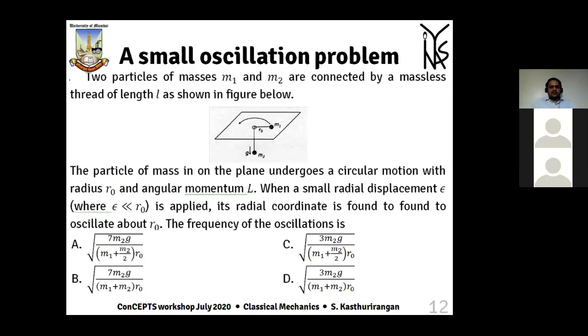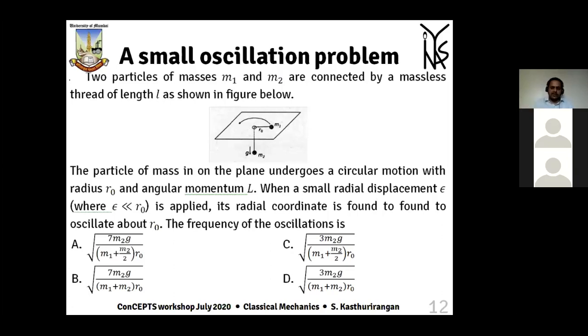Two particles of mass m1 and m2 are connected by a massless thread of length L, as shown in the figure below. The particle of mass m1, I believe there is a typing mistake. There should be a particle of mass m1 on the plane, undergoes a circular motion with radius r0 and angular momentum capital L. When a small radial displacement epsilon, where epsilon is much less than r0, is applied, its radial coordinate is found to oscillate about r0.